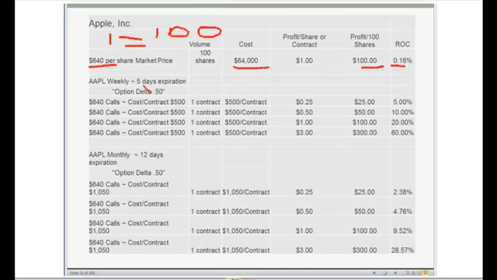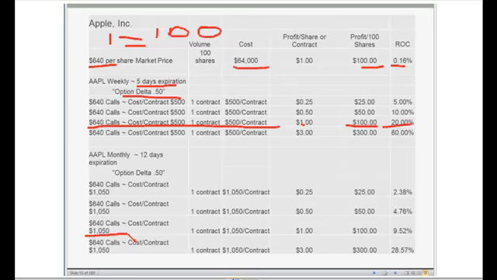Now, if you use the weekly option, 5 days to expiration, we have that option delta around 50. The 640 call was $500 right here. Here's that same dollar you make, $100. It's 20%. So 100 divided by your cost here is only 500. Plus, you only have at risk $500 versus 64,000. Which one would you prefer? To risk 500 or 64,000?